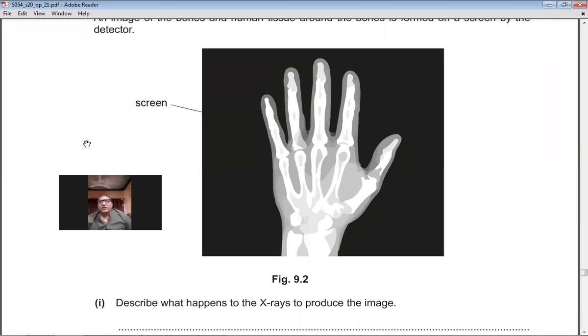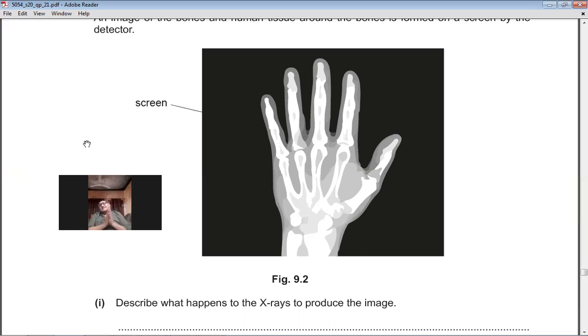It's a 3-mark question. You see, X-rays are able to pass through the tissue. X-rays can penetrate or pass through the tissue and reach the detector. X-rays cannot pass through the bones. The reason is the bones are very dense, so the X-rays are unable to penetrate through them. So wherever you have the bone, the X-rays will not reach the detector.